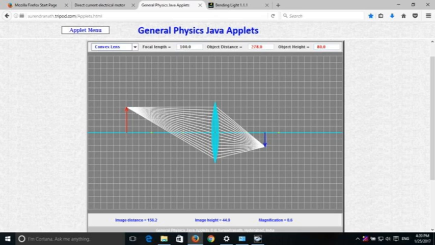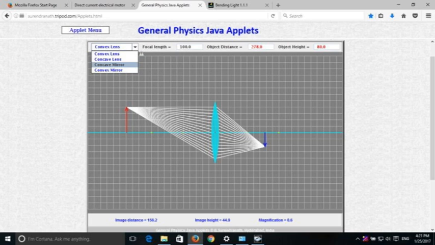So the image is a diminished image because the size is reduced. When the object is kept beyond C, what you notice is that the size of the image is less, and it's a real image, an inverted image. This is how we understand the position of the object at different locations, and what happens to the image, the different characteristics of the image you study.